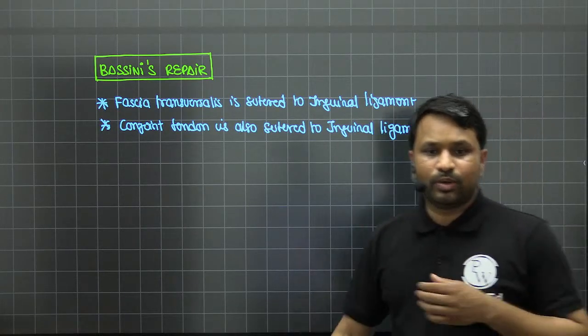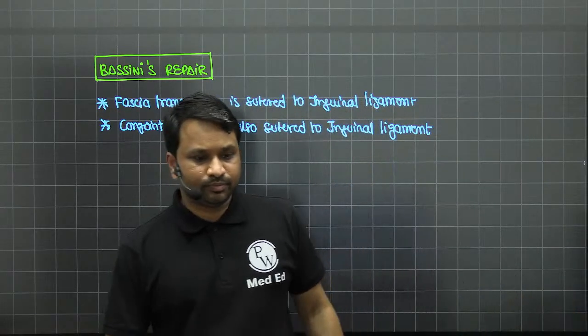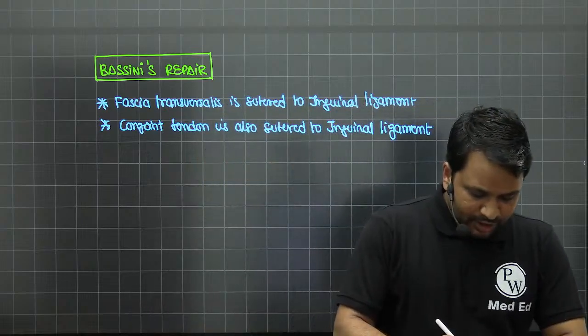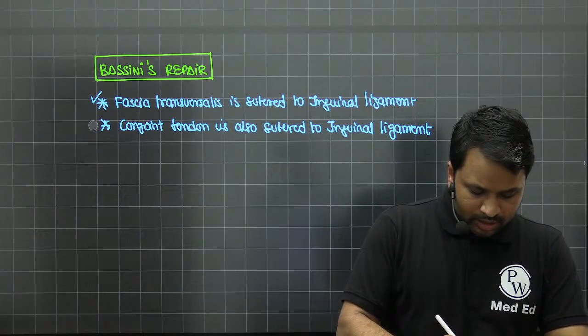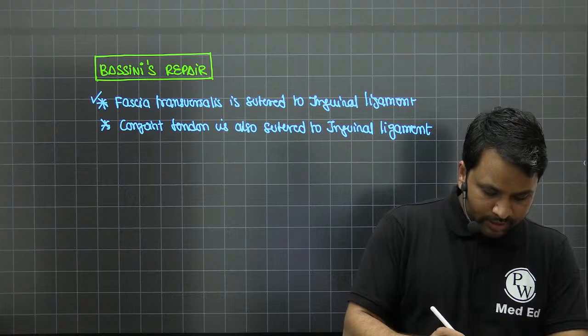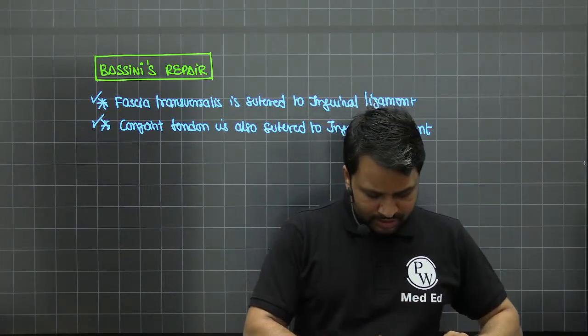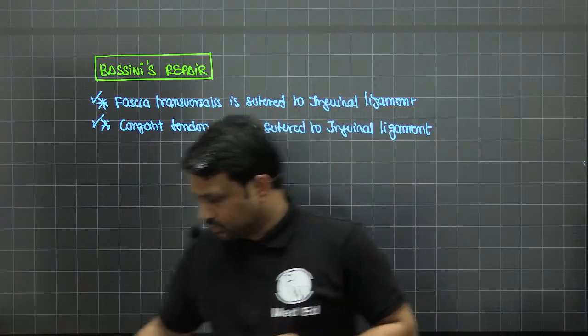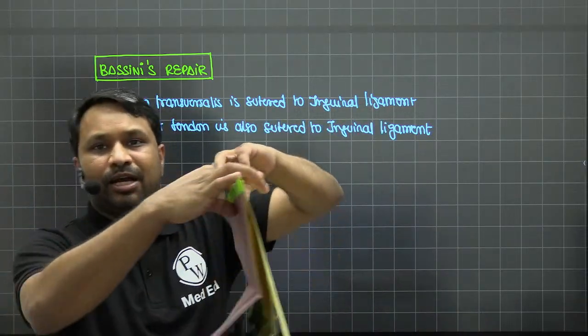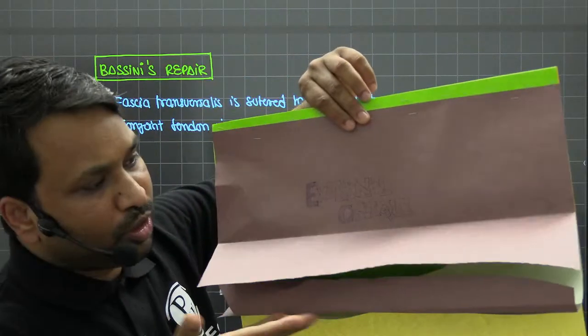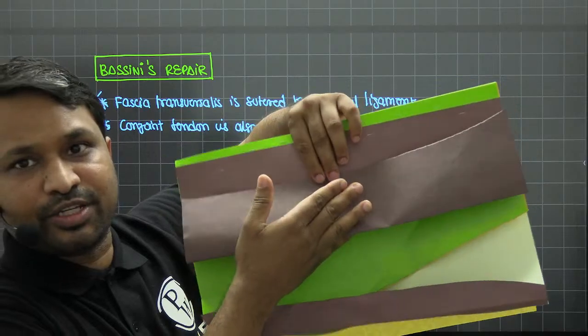So in Bassini's, the fascia transversalis is also joined to the inguinal ligament, and your conjoint tendon is joined to the inguinal ligament, and that is called Bassini's repair. If you see our context here, we'll come back here. In Bassini's, what will we do? We have the external oblique aponeurosis, we have cut open, we have exposed.